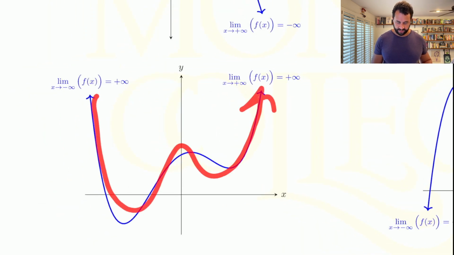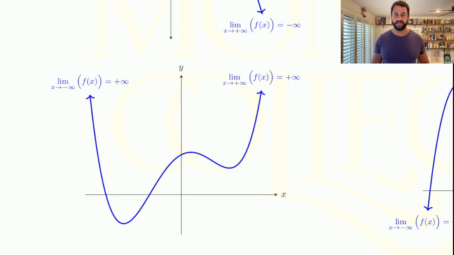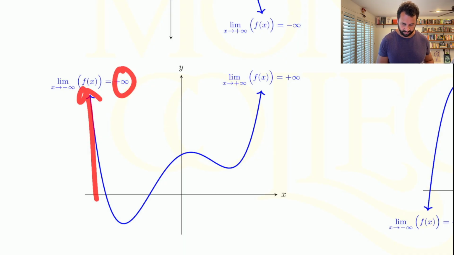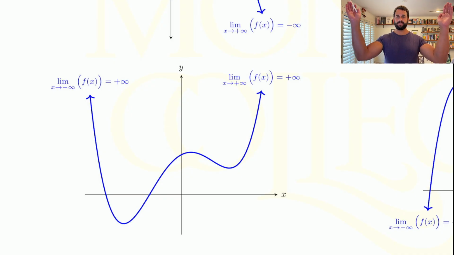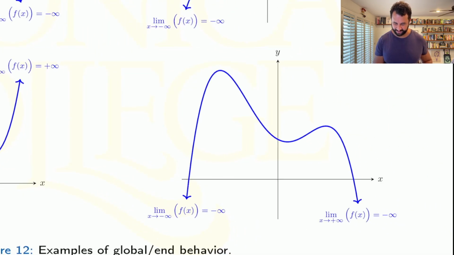Here, again, the degree of this polynomial is even because it's going up on both sides. The end behavior is the same as some even powered power function. So here, as x goes to negative infinity, f of x goes up to positive infinity. Here, as x goes to positive infinity, f of x goes up to positive infinity, going up like this. Same thing over here, except now instead of going up, it's going down. So as x goes to negative infinity, f of x goes down to negative infinity. Here, as x goes to positive infinity, f of x goes down to negative infinity.